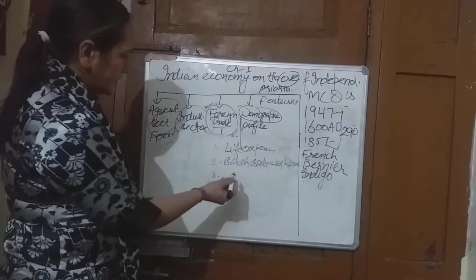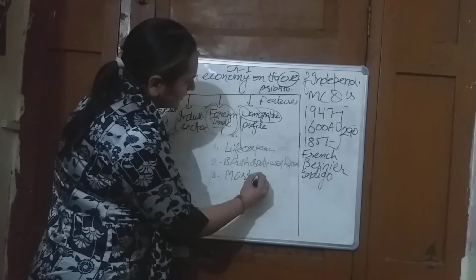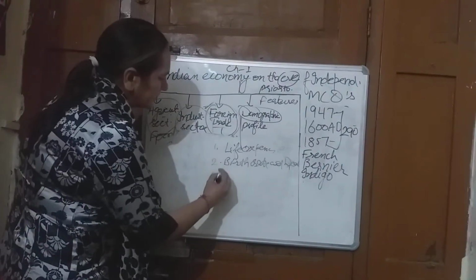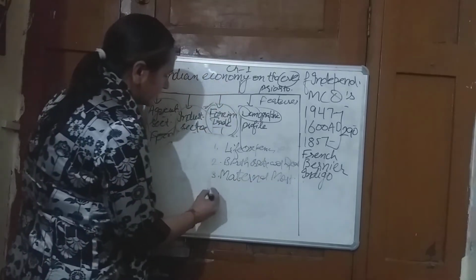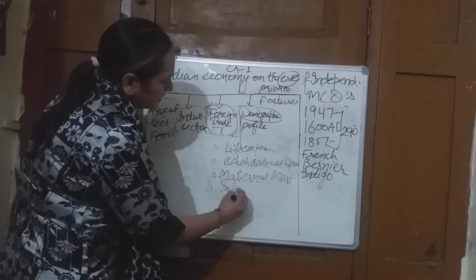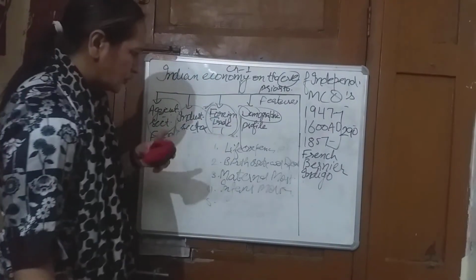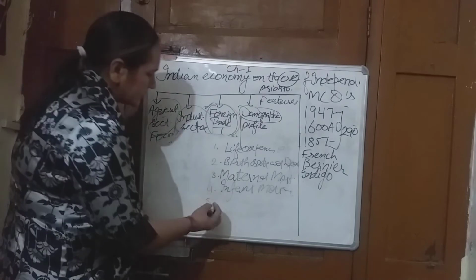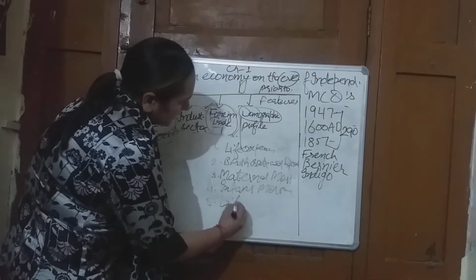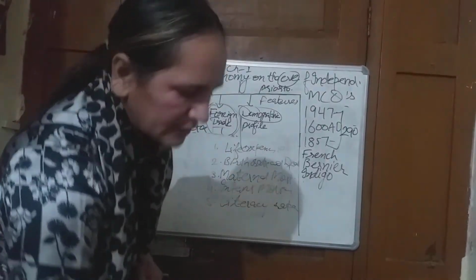Next is mortality rate. Sorry, not a mortality rate, maternal mortality rate. Next is infant mortality rate. And one more is there: life expectancy, birth rate, death rate, maternal mortality rate, infant mortality rate, and literacy rate. Now we will study one by one.